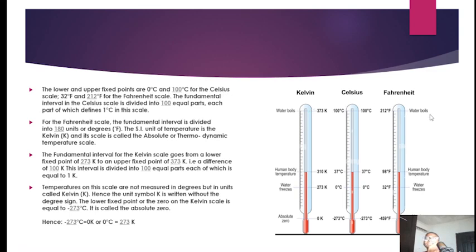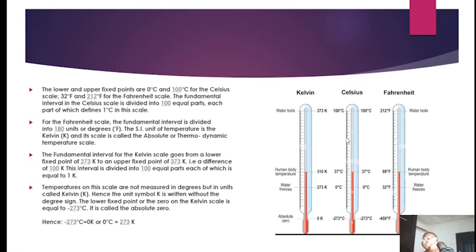So we have these thermometers now. We have three thermometers and different temperature scales. We have the Kelvin scale, the Celsius, and the Fahrenheit. For the Kelvin, the lower fixed point is 273. That's the point that water freezes. So for the Kelvin scale, water freezes at 273 Kelvin and water boils at 373 Kelvin. The lower and upper fixed points are 0 degrees Celsius and 100 degrees Celsius for the Celsius scale.